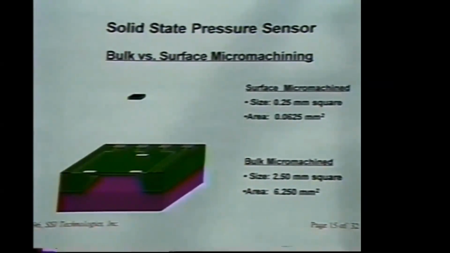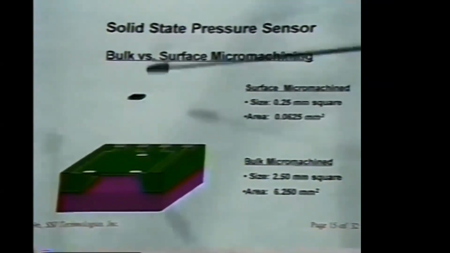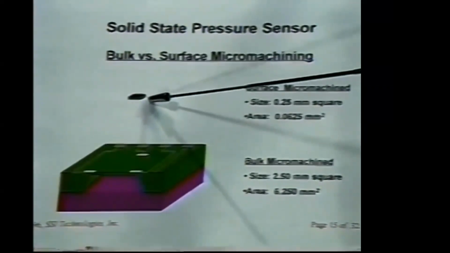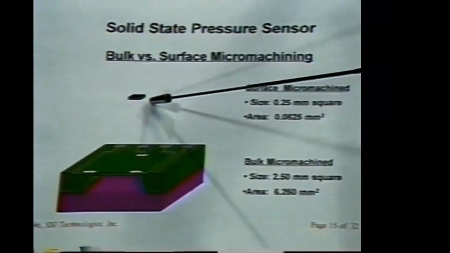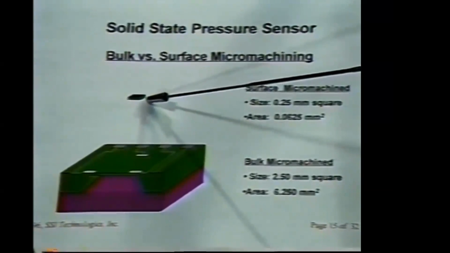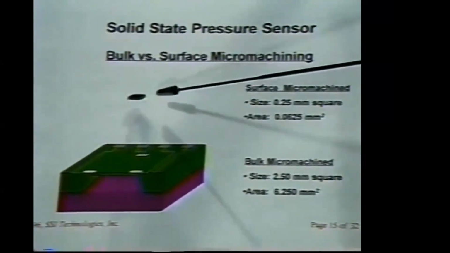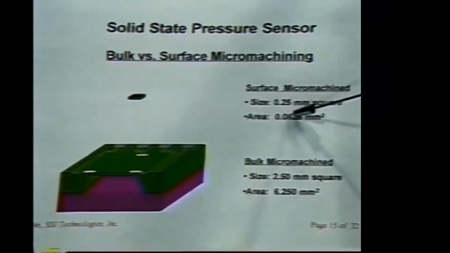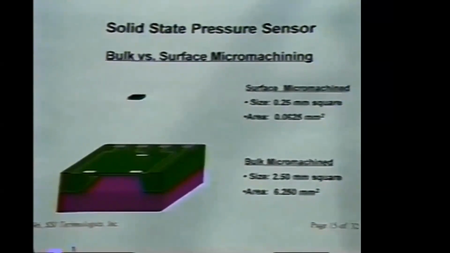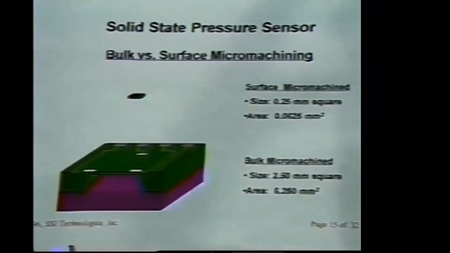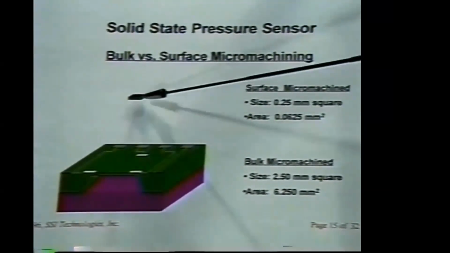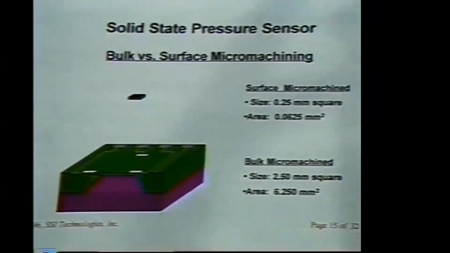Now, the catch for us, of course, at SSI is that we also like to integrate electronics along with our sensing elements. So therefore, we incur costs by doing so, but we still have this factor of 100 in size. In fact, once we have included electronics with our sensing element, our die is about the same size as a regular bulk micromachine sensing element alone without the electronics.